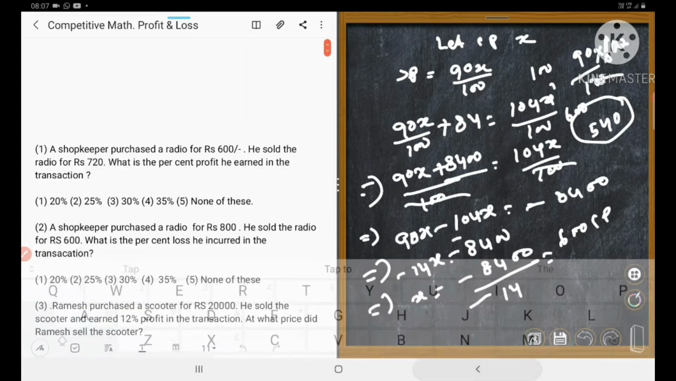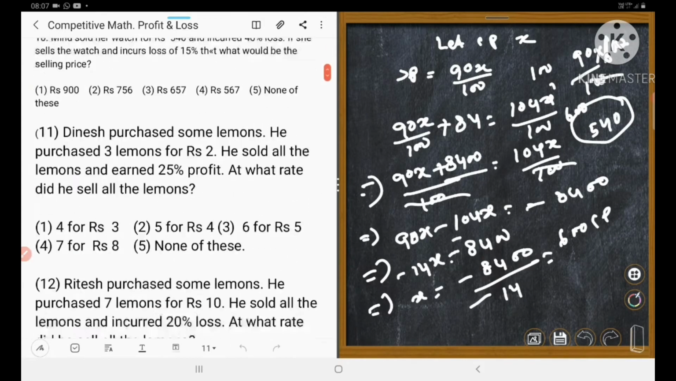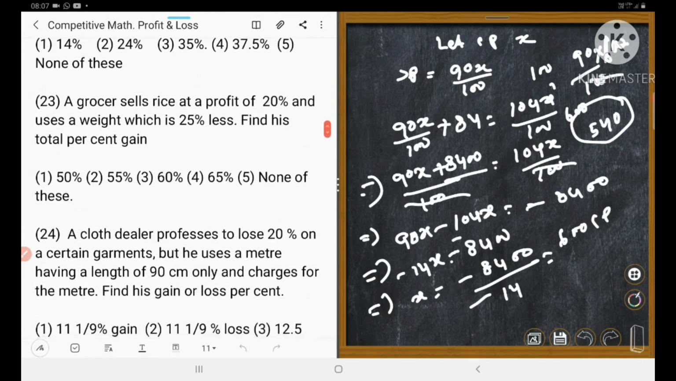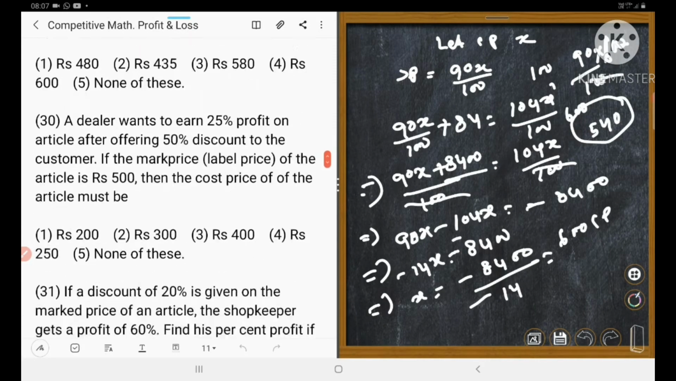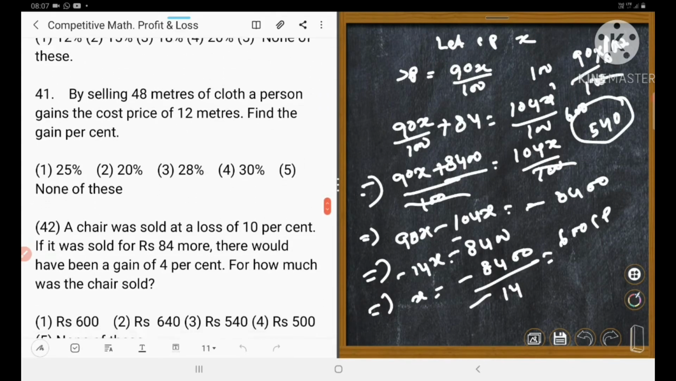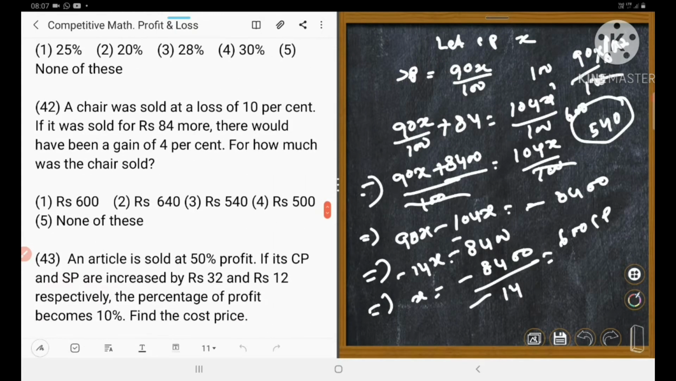Which number? Question number 42. The correct answer is 3, right?